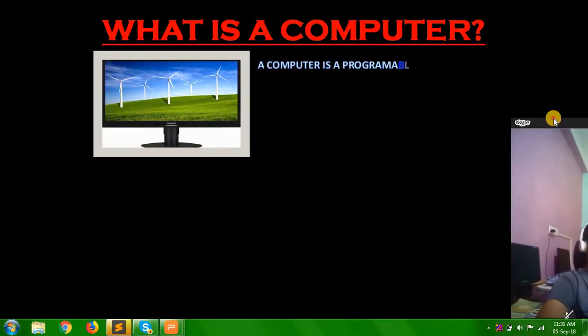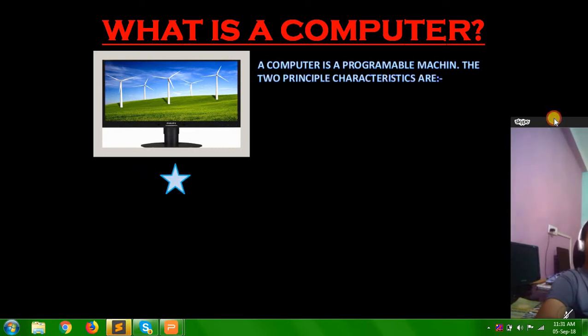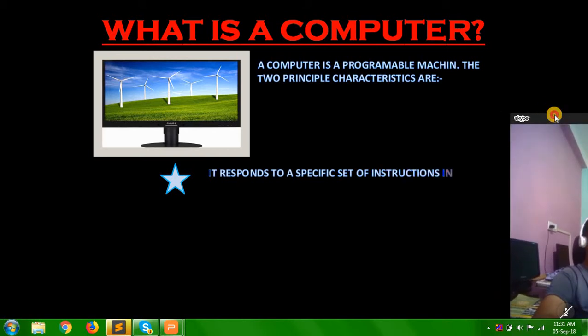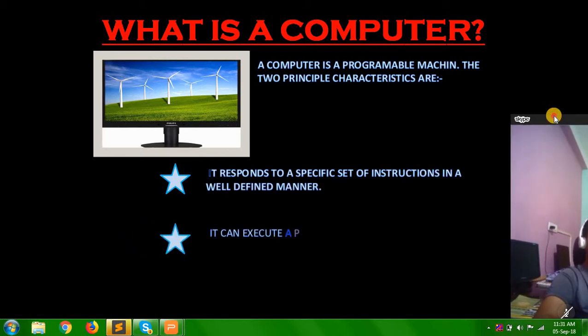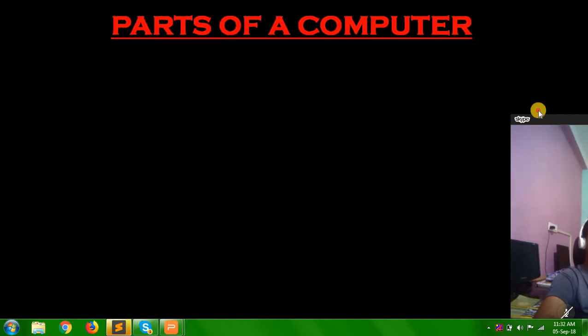What is a computer? A computer is a programmable machine. The two principal characteristics are its response to specific instructions in a well-defined manner, and that it can execute a hard-coded list of instructions, a program.